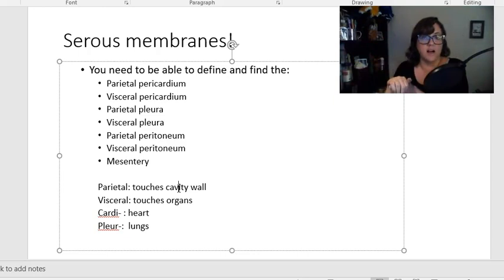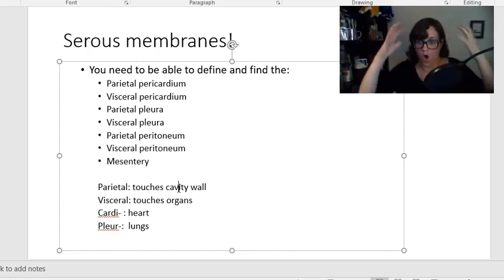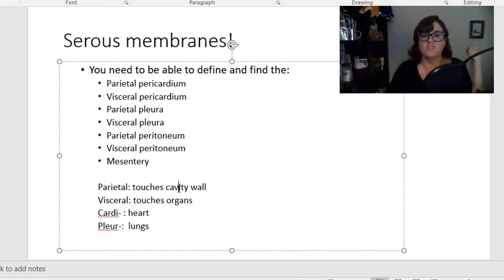Same thing with the lungs. The lungs themselves touch the visceral pleura. And then that whole bag of lungs and visceral pleura is surrounded by the parietal pleura, and that touches the cavity's wall. So the wall of the cavity is always going to be the parietal whatever. The thing that touches the organ is always going to be the visceral whatever.